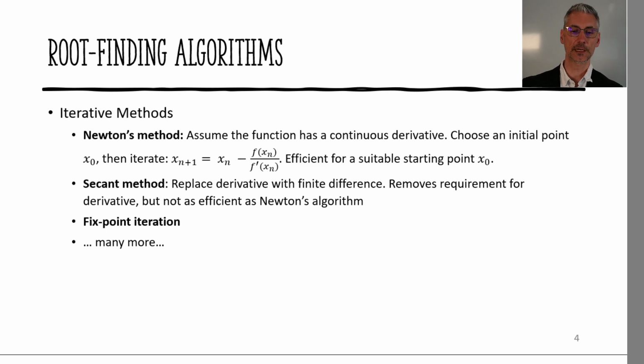We can also use the secant method, which is essentially replacing the derivative with finite differences. This removes the requirement for the derivative, but it also means it's not quite as efficient as Newton's algorithm. And then there are fixed point iterations, of course, and many more, or combinations of those that can be used.